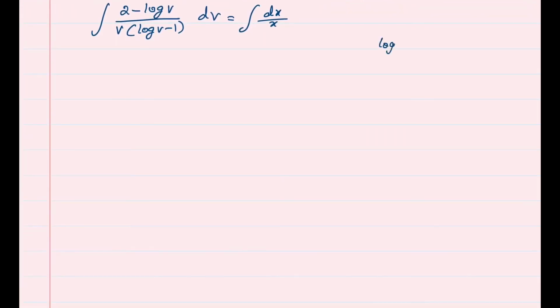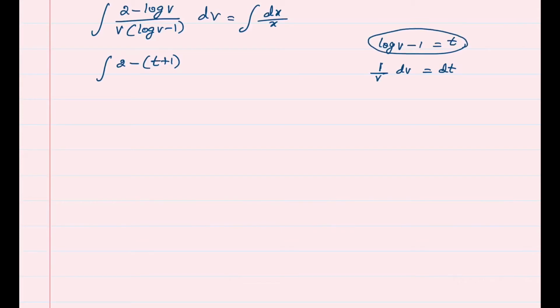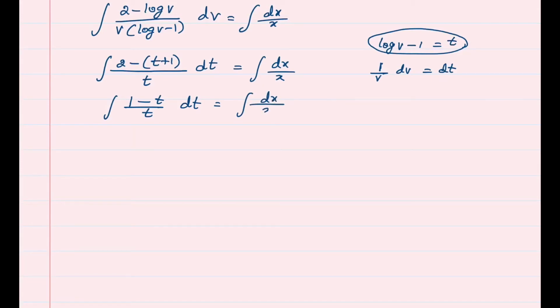We will substitute log v minus 1 as t. Differential of log v is 1 by v dv equal to dt. Let us substitute 2 minus log v is t plus 1 from this equation, divided by dv by v becomes dt and the denominator is t. Therefore, the numerator becomes 2 minus 1, which is 1, 1 minus t upon t equal to integral dx by x. We will split this into two terms, 1 by t minus 1.